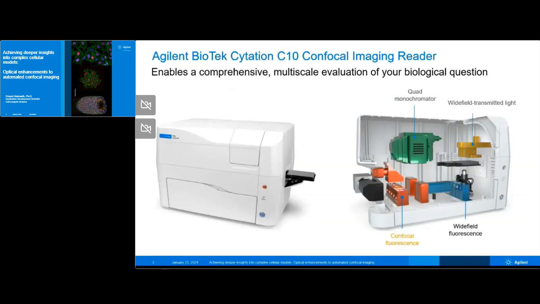So the Agilent BioTek Cytation C10 confocal imager reader is a versatile instrument capable of conventional multi-mode microplate reading using a quad monochromator and PMT-based sensor. It also has three different modes of light microscopy imaging: transmitted light microscopy using both phase and bright field, LED-based wide field microscopy, as well as spinning disk confocal microscopy. In today's webinar, I'll be focusing on the enhancements we made to the confocal imaging capabilities of the Cytation C10 and discuss the relevant biological examples.